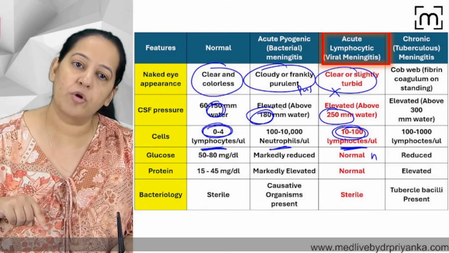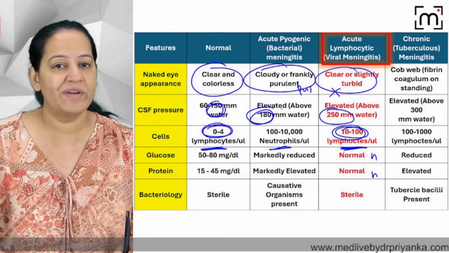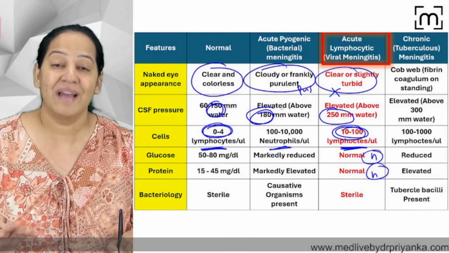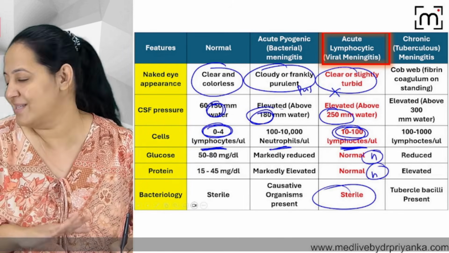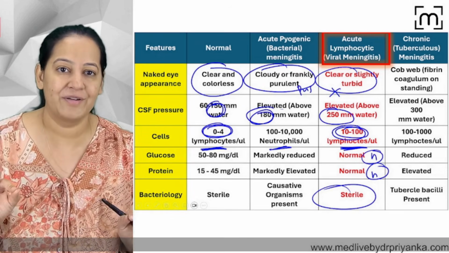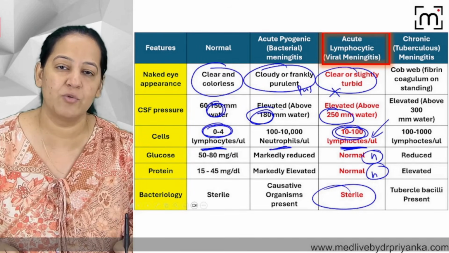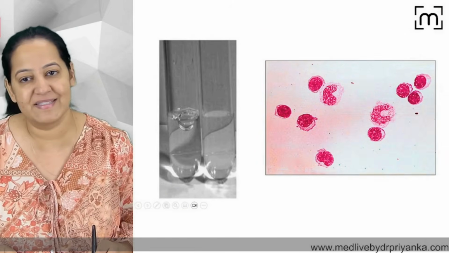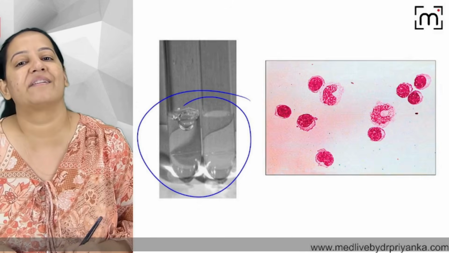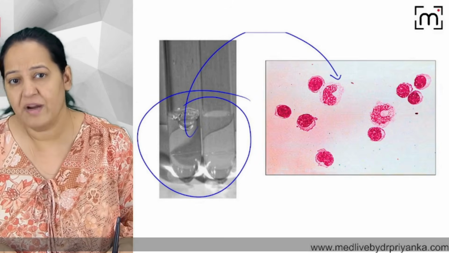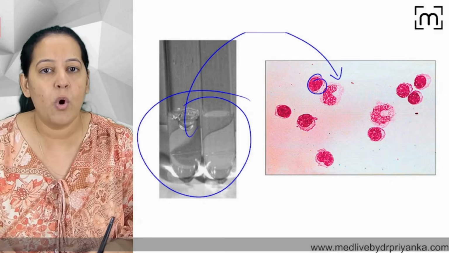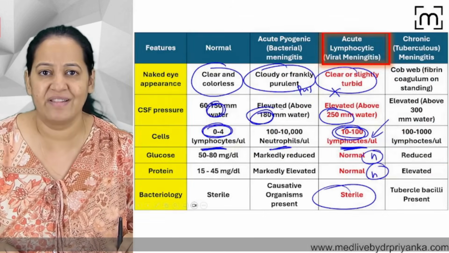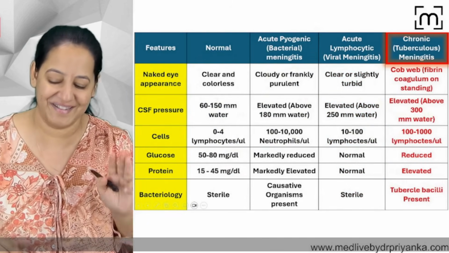Glucose is normal, protein is normal. Viruses don't consume glucose, so it's normal. Viruses don't have a cell wall, so protein is also normal. And if you do the Gram staining, you don't get anything, because viruses don't take Gram stain. I hope you got it. The only way to find the virus in a CSF sample is to make the smear and see the cells. You can see here, the CSF is clear, looking like water. Take it on the Neubauer's chamber and see which cells are there. These cells are all lymphocytes. They are not neutrophils, in contrast to the bacterial one.